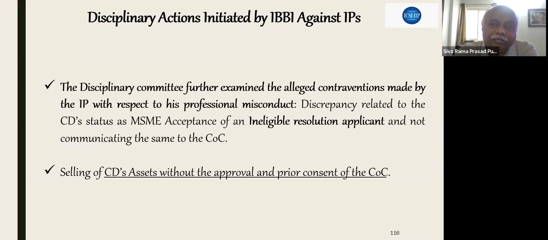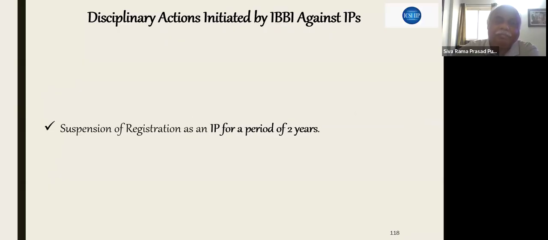Selling of the CD's asset without the prior consent of the COC. The RP or IP is doing like that. Penalty: suspension of registration as an IP for a period of 2 years.